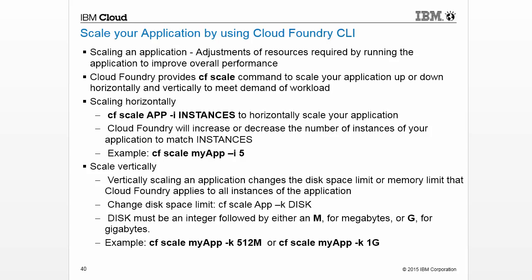Scaling vertically. Vertically scaling an application changes the disk space limit or memory limit that Cloud Foundry applies to all instances of that application. Command line for scaling vertically: use cf scale APP -k DISK to change the disk space limit applied to all instances of your application. Disk must be an integer followed by either an M for megabytes or G for gigabytes. Here are a couple of examples.